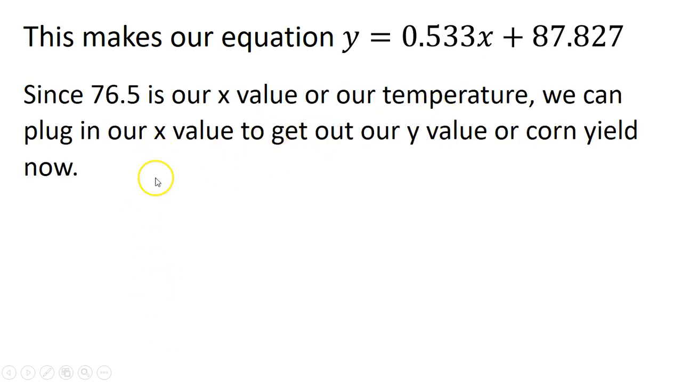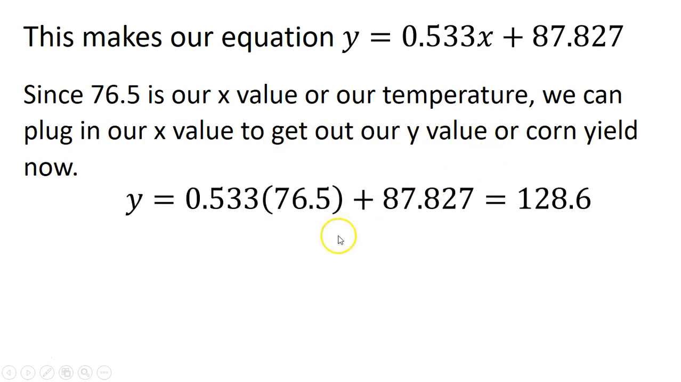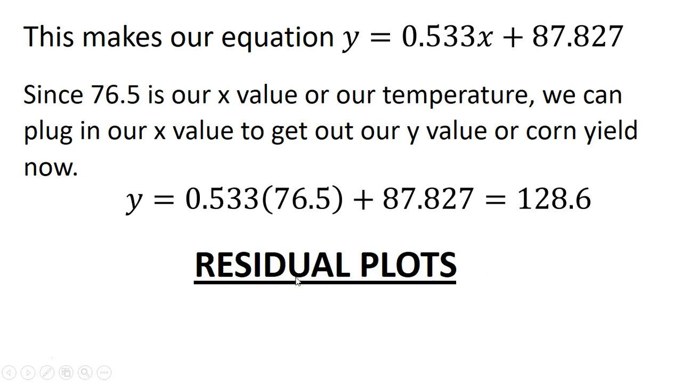All right. And since 76.5 is our x value, or our temperature, we can plug in our x value to get out our y value of corn yield that way as well, by plugging it in to also get the 128.6. When I come back here, I will take a look at the residual plots.